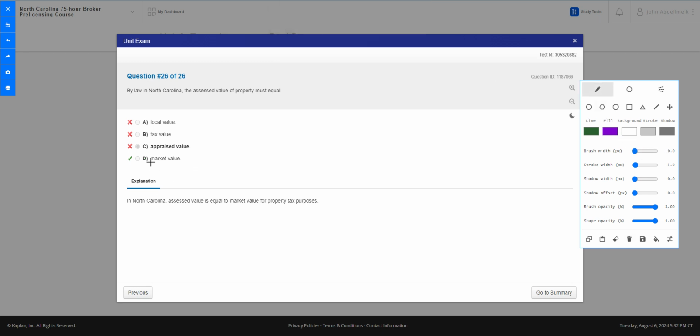I accidentally didn't account for how an assessed value of a property must equal. And it's kind of weird because the assessed value is different from your appraised value. Assessed value is going to be done through comps and stuff like that, but your appraised value is going to be done by an appraisal. So it was a mistake. Assessed value is equal to market value for property tax purposes. But other than that, I got an 80 and I'm happy with it.